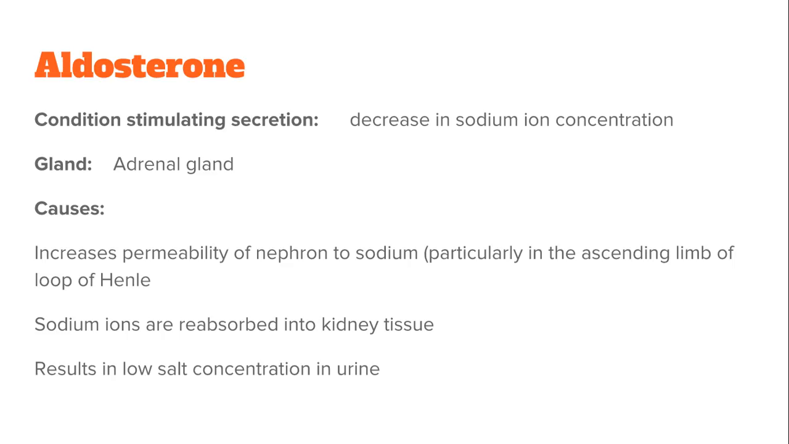The first one is aldosterone, and this hormone is secreted when there's a decrease in the sodium ion concentration within the body. The gland that secretes it is the adrenal gland, and it increases the permeability of the nephron to sodium. So that means that more sodium is going to be reabsorbed into the kidney, and that means that there's a relatively low concentration of salt in our urine because our body is making sure that it is retained.